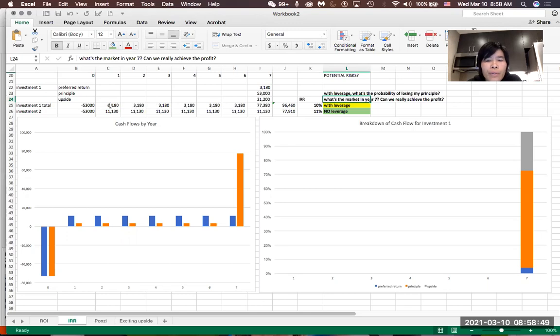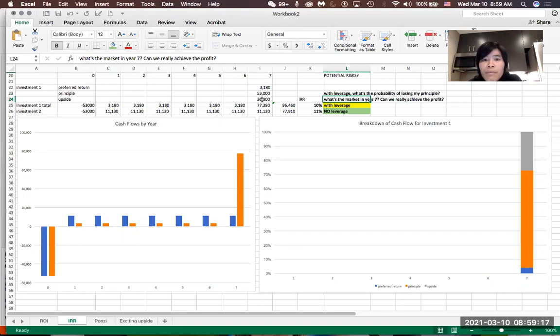So you get 7 years preferred return. Each year is 6%, right? So that gives you 3,180 per year. At the end of year 7, let's say they exit it, meaning selling it, and then they first return your principal, which is 53K.